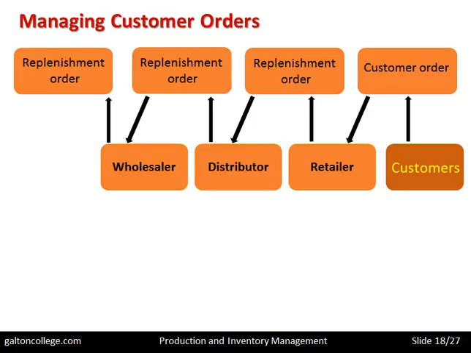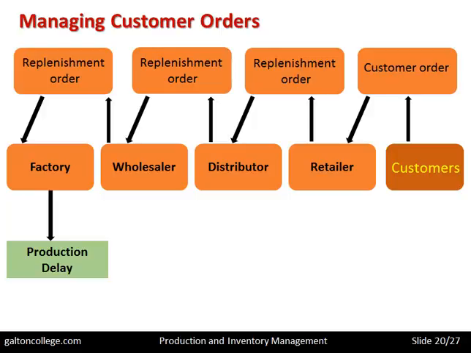But the wholesaler will also have a replenishment order because the wholesaler has now given part of its stock to the distributor. So the wholesaler will go to the factory and require more product from the factory. The wholesaler will place an order with the factory to make more of these items. So we can see how the customers are linked to the factory through these various outlets.